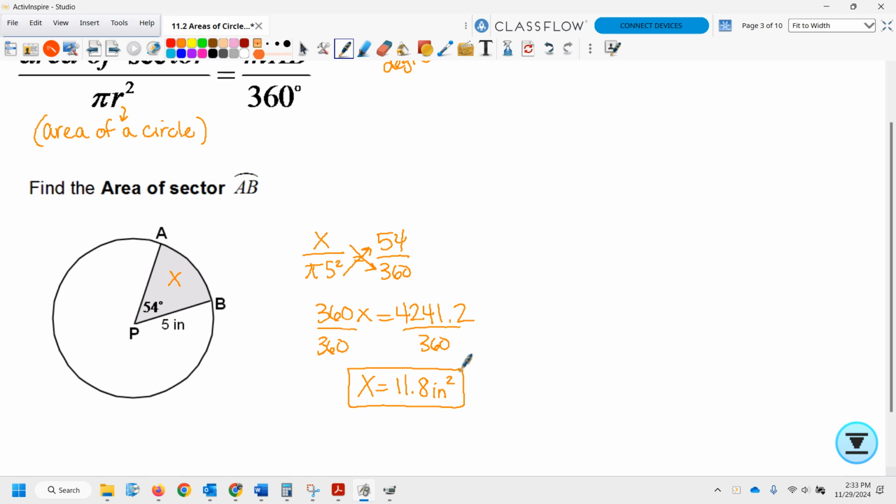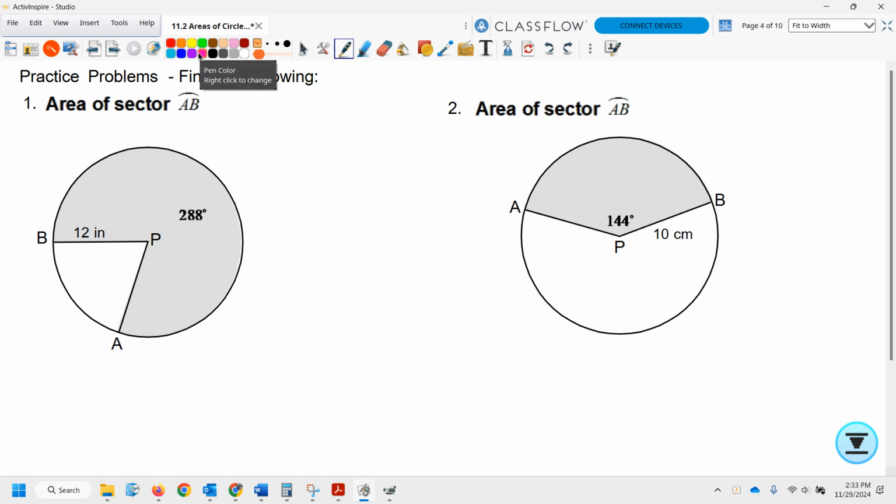Let's continue with our practice problems, guys. Now, it says area of a sector. That's all this out here, all this gray area. Area of the sector is the numerator. Pi r squared is the denominator here because that's the area of the whole circle. So pi times 12 squared is equal to the measure in degrees of the gray part, so 288 over 360.